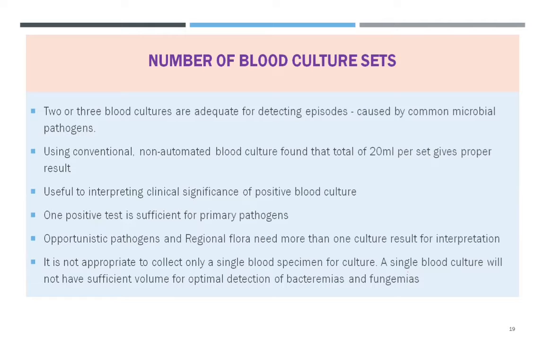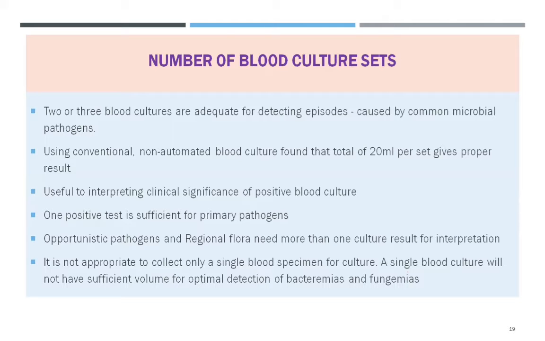So the set should consist of one aerobic and one anaerobic bottle, and 2 sets should ideally be collected, one from the left hand and the other from the right hand. And if the patient is on a central line, a set should be collected from the central line also. Using conventional non-automated blood culture, it was found that a total of 20 ml per set gives a proper result. If we take about 8 to 10 ml per bottle, from one set we get about 20 ml. And if we collect 2 sets, then it comes to about 40 ml. That further increases the chances of isolation of microorganisms.